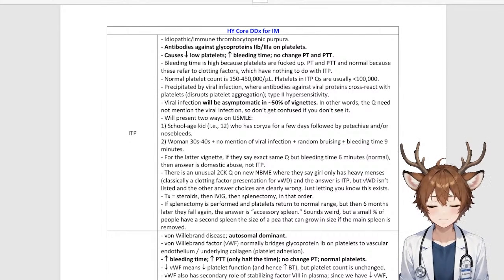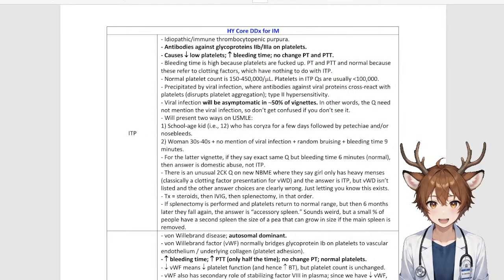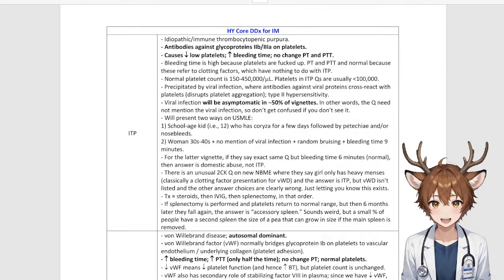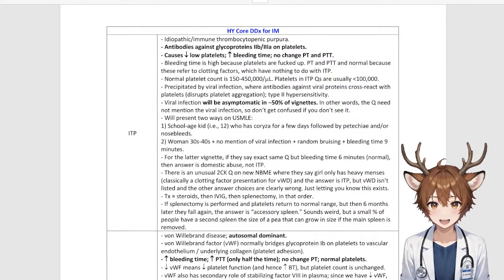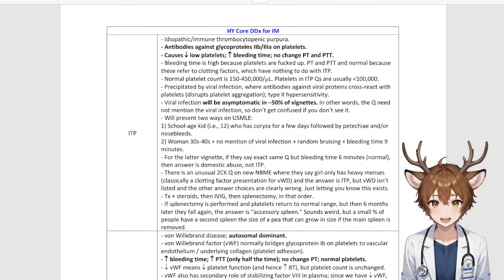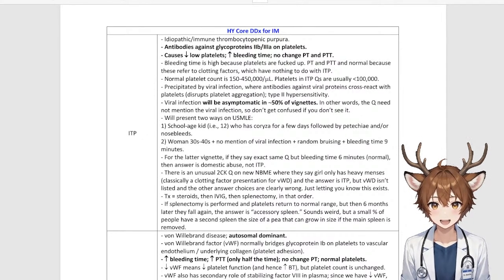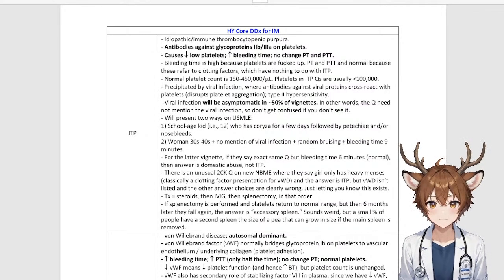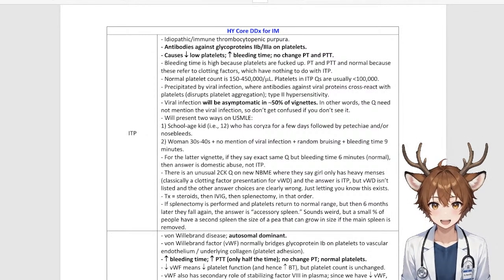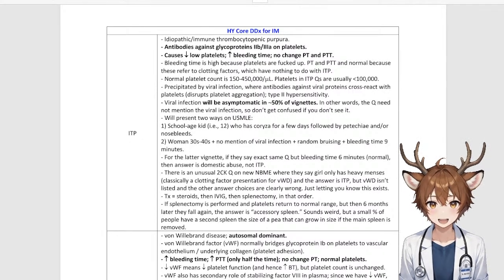Platelets in ITP questions are usually less than 100,000. It is precipitated by viral infection, where the antibodies against viral proteins cross-react with the platelets and disrupt platelet aggregation, a type 2 hypersensitivity. The viral infection will be asymptomatic in 50% of vignettes. In other words, the question need not mention the actual viral infection, so don't get confused if you don't see it. It presents two ways on USMLE.